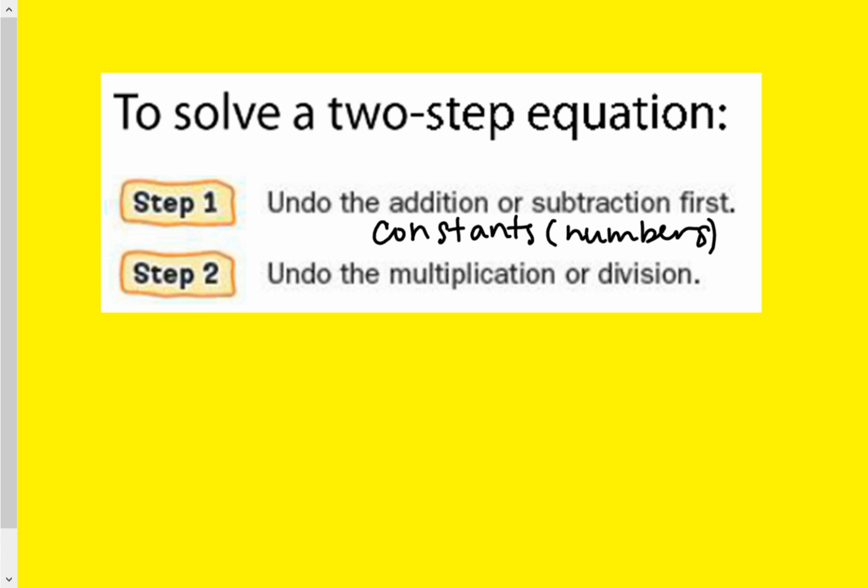Our final step that I think you should always do is to check your solution. So every time you get a solution, you need to plug it back into the equation to see if you're right, just to check your math, because sometimes we can get our math wrong.